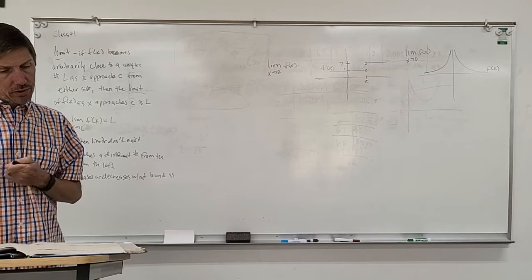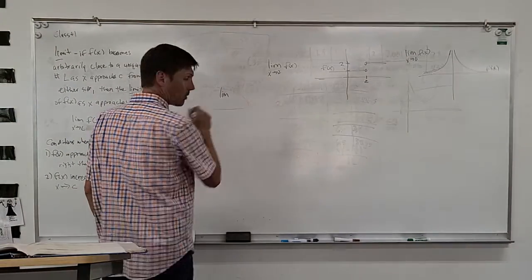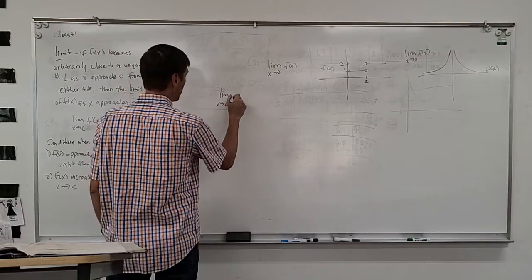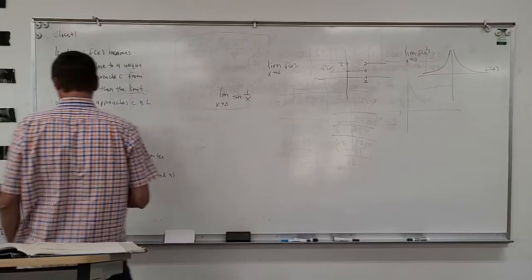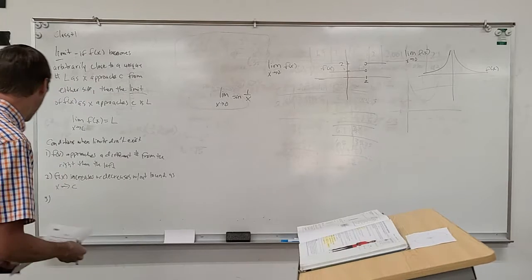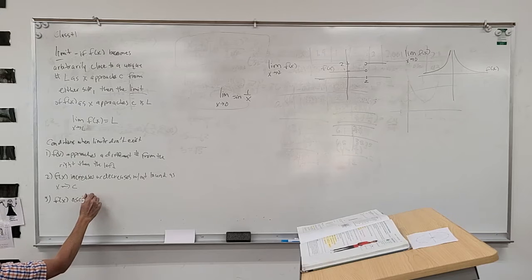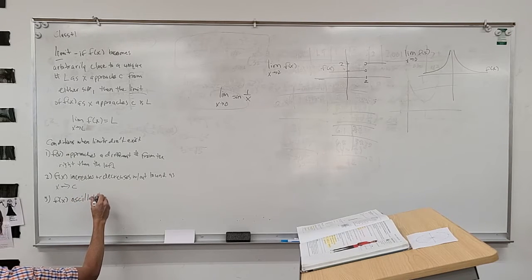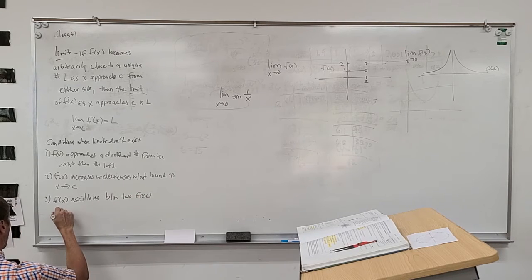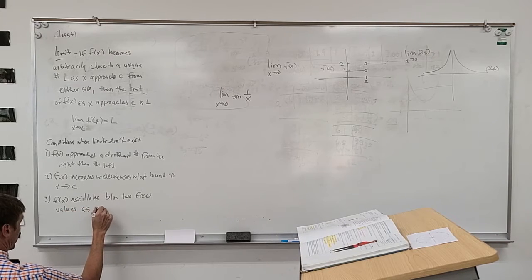And then the last one, I'll just go ahead and write down the example they give in the book: the limit as x approaches 0 of sine of 1 over x. That particular function is an example where f of x oscillates between two fixed values as x approaches c.